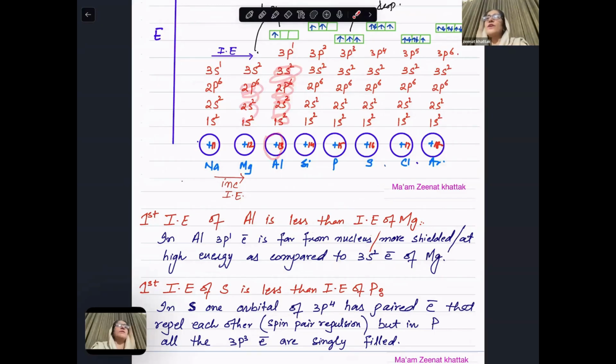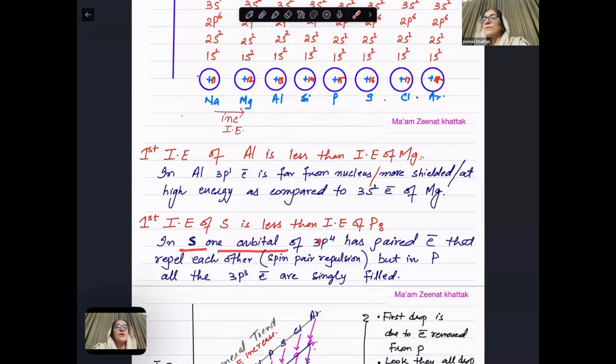Why is the ionization energy of sulfur lower than phosphorus? In sulfur, one orbital of the 3p4 has a paired electron. These paired electrons repel each other, which is spin pair repulsion, but in phosphorus, all the 3p3 electrons are single. I've explained this fully here.